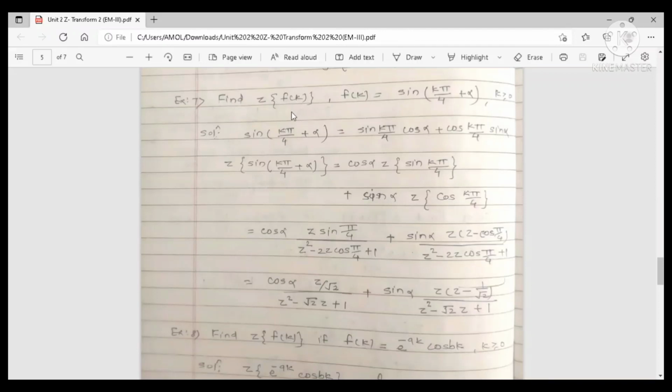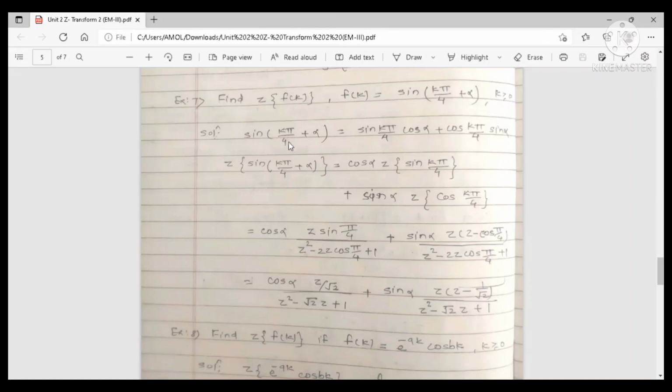Find the Z transform of f of k when f of k is equal to sine of (k pi by 4 plus alpha), k is greater than or equal to 0. Now the sequence is sine of in bracket k pi by 4 plus alpha. Now use here the formula sine of a plus b. First simplify the sequence and then we will find the Z transform for this sequence.